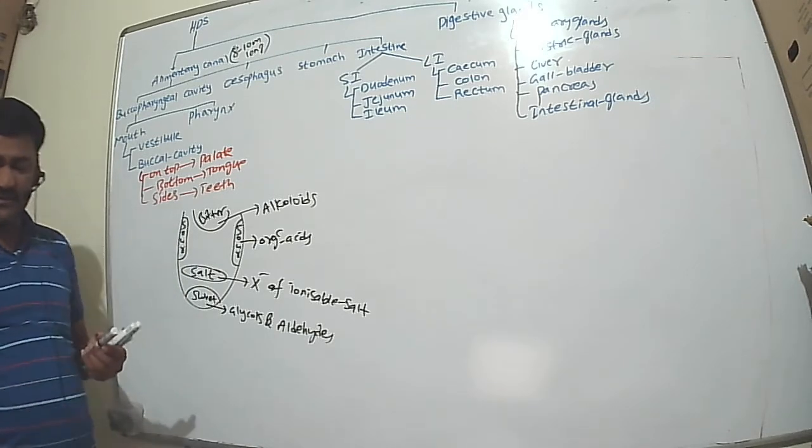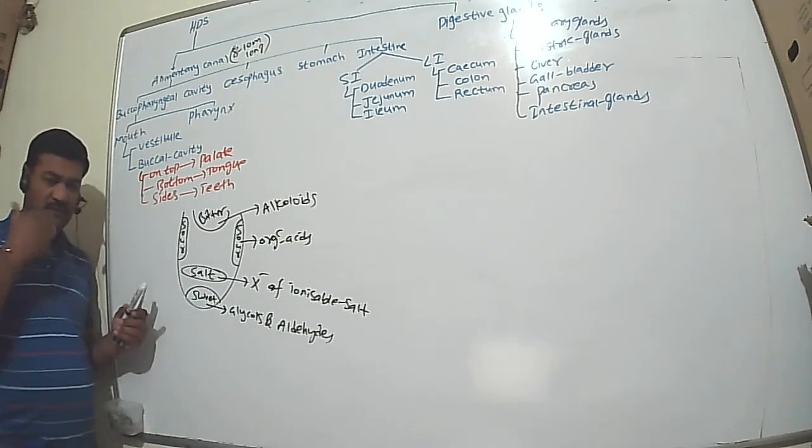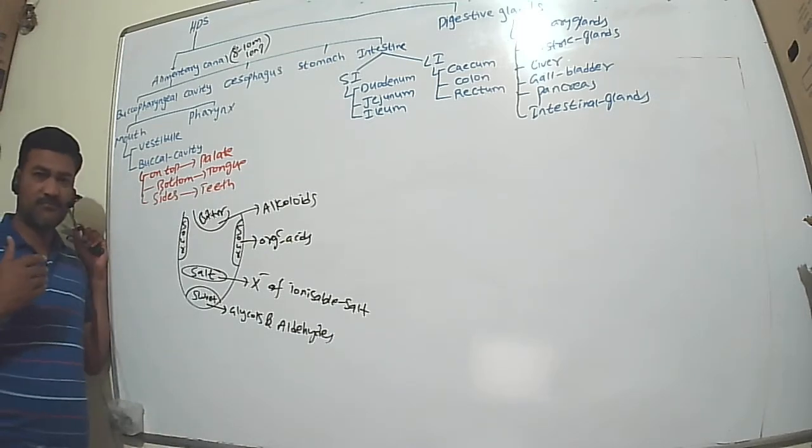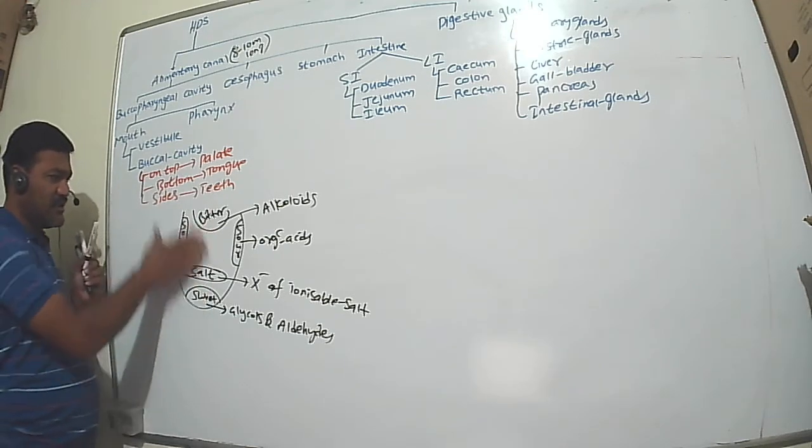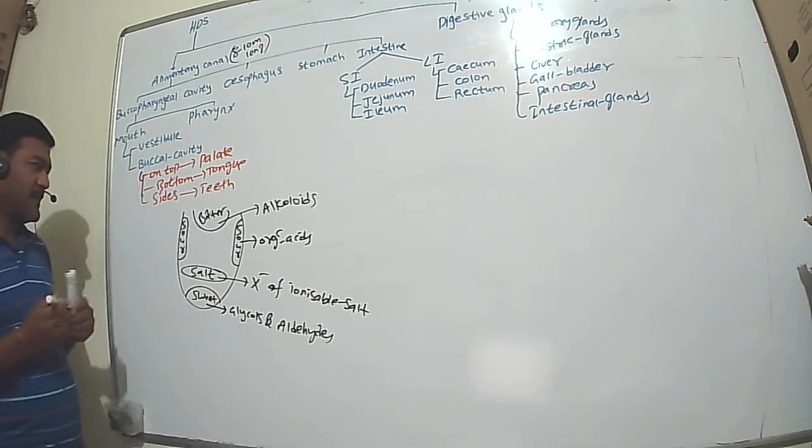And sometimes we get a white coating on the tongue. When you sleep overnight and when you wake up in the morning, you get some white coating. Why do you get the white coating on the tongue? That's called coated tongue, white coating.